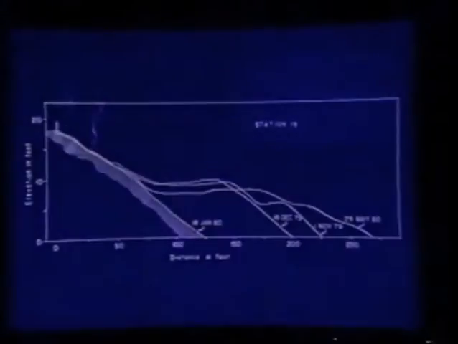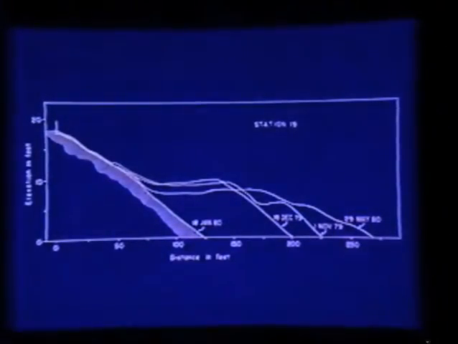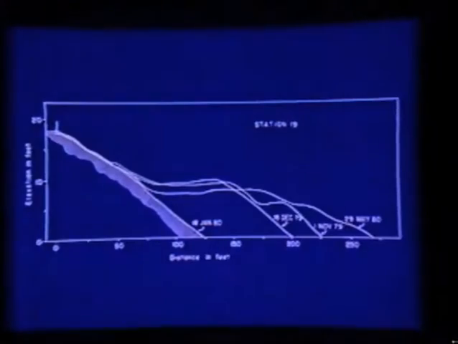This slide represents the seasonal changes that occurred at one of the East Hampton beach stations. This is station 19, and the changes in the beach are revealed by 4 different profiles made over a period of a year. The vertical difference represents changes in the elevation of the beach, and the horizontal changes represent changes in the width of the beach between January and May.